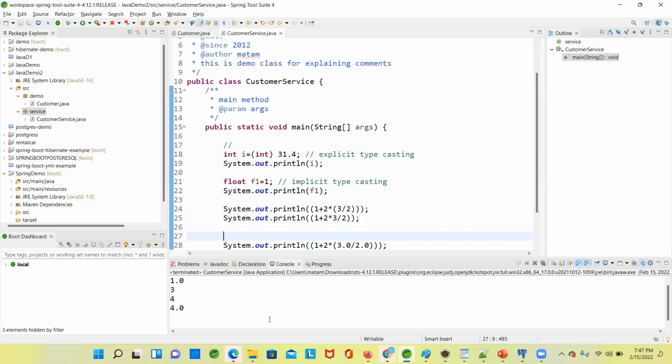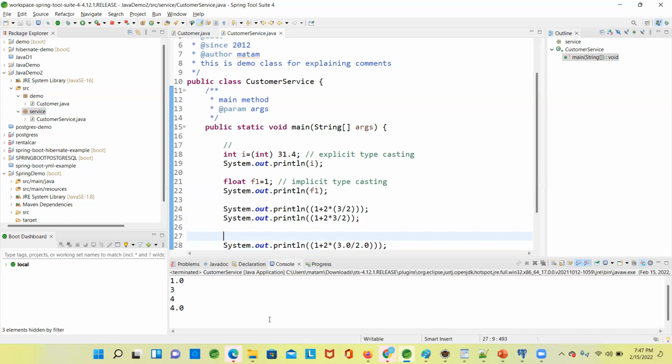Okay, so you should be very careful when you apply brackets. When we don't apply brackets, what will happen? Your calculations itself will go wrong. Clear? So that's very, very important.